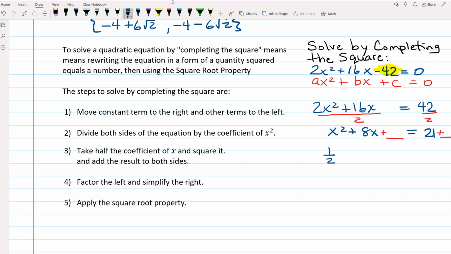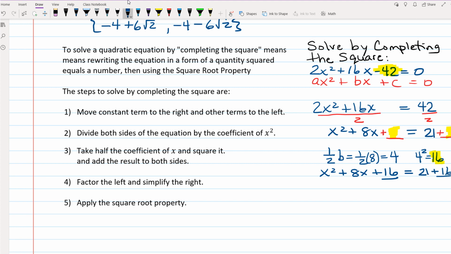So step 3, we're going to take half the coefficient of x. That's the b, by the way. You're taking half of b. Half of 8 in this case is going to be 4. And then you're going to take that result, 4, and square it, which gives you 16. This number 16 is what you're going to add to both sides of the equation. So we're going to have x squared plus 8x plus 16 equals 21 plus 16.